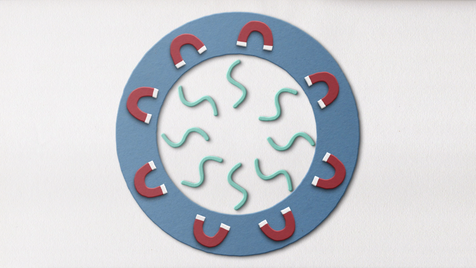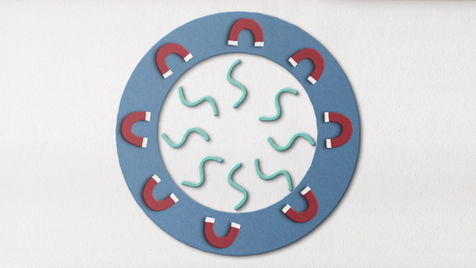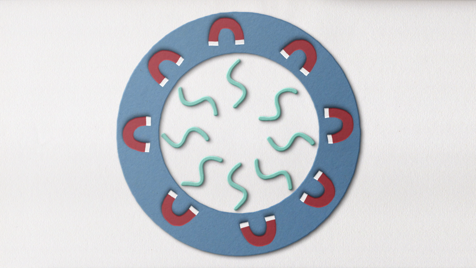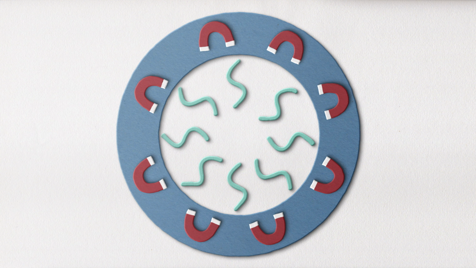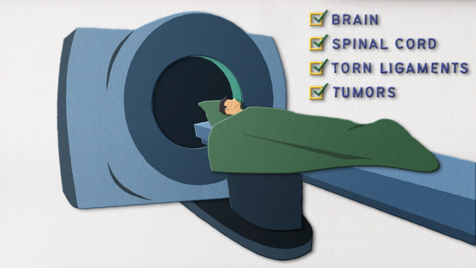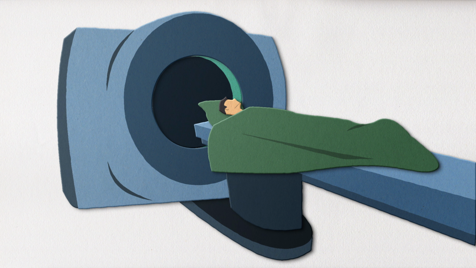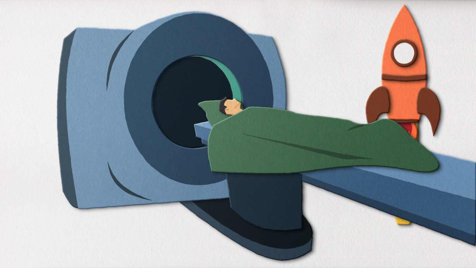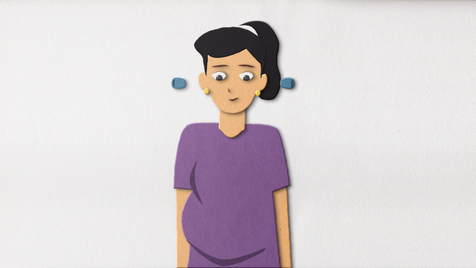MRI scanners use a combination of powerful magnets and radio frequency waves to generate an image of the body. They're especially useful for examining the brain and spinal cord, as well as torn ligaments and tumors. Another thing about MRI scans is that they are incredibly noisy, like standing next to an airplane during takeoff type of noise. For that reason, patients are given earplugs.